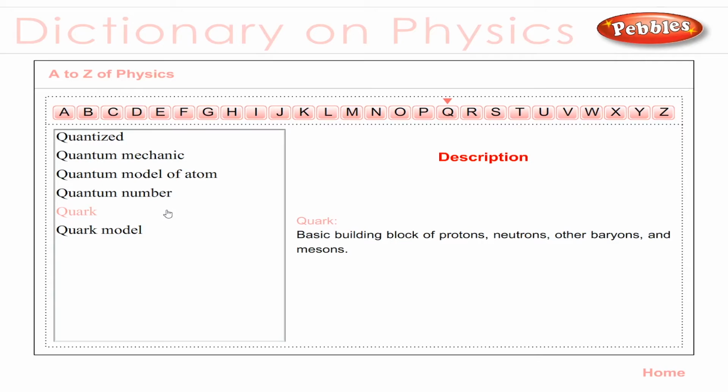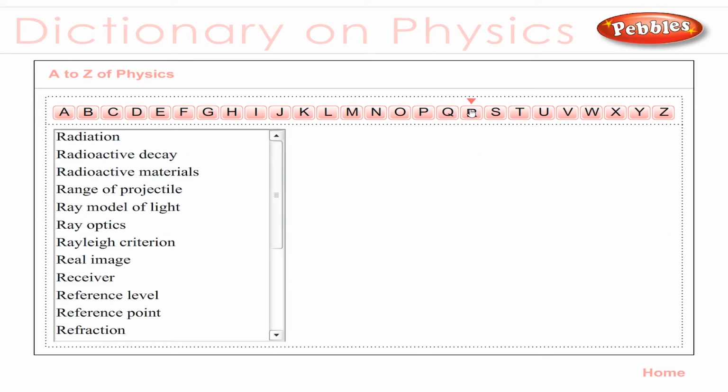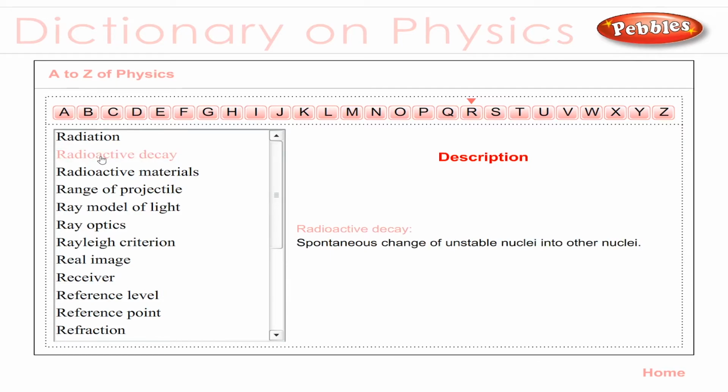Quark. Basic building block of protons, neutrons, other baryons and mesons. Quark model. Model in which all particles that interact via the strong interaction are composed of 2 or 3 quarks. Radiation. Electromagnetic waves that carry energy. Radioactive decay. Spontaneous change of unstable nuclei into other nuclei. Radioactive materials. Materials that undergo radioactive decay.